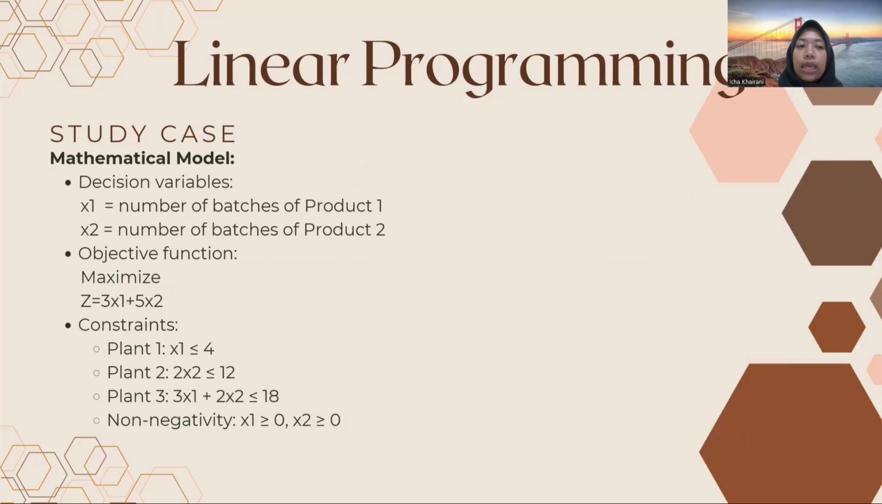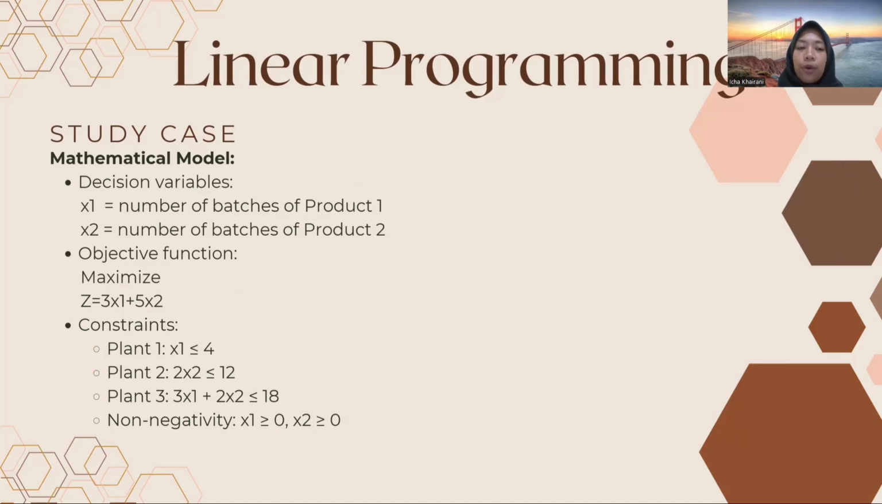From the data, we get the mathematical model. For the decision variables, x1 is equal to the number of batches of product 1 and x2 is equal to the number of batches of product 2. The objective function is to maximize the profit. So the objective function is 3x1 plus 5x2.